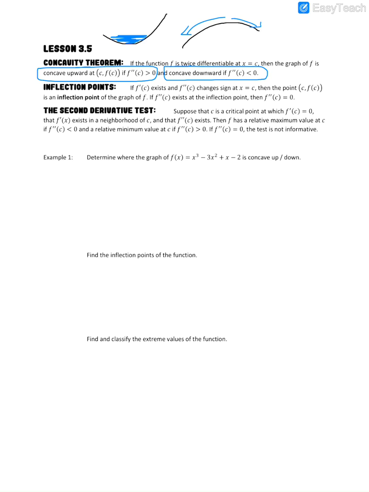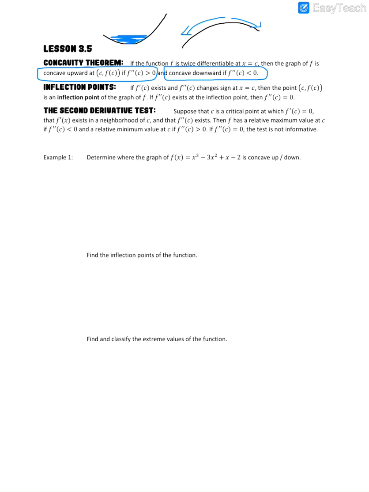Okay, so basically we're going to do our second derivative. We're going to look at the values at which we're positive, the values at which we're negative, and that tells us concave up or concave down. All right, the next thing is inflection point. So you have an inflection point when your concavity changes.